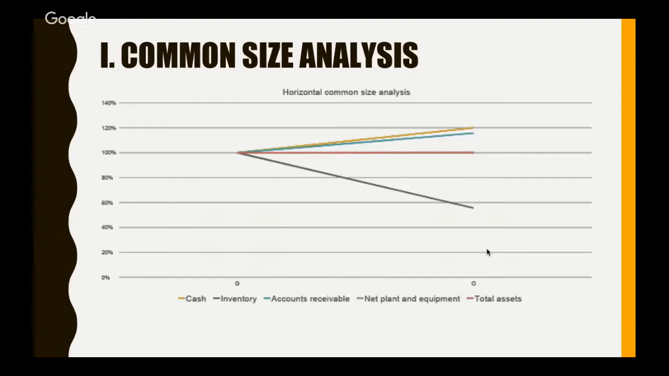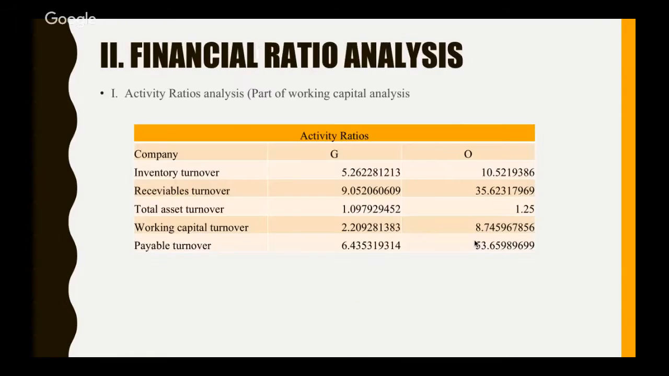Using horizontal analysis, comparing company G with company O, it is apparent that the trend of inventory from company G to company O is decreasing. It is part of our strategy, and the details will be discussed by our inventory and marketing departments. Next is financial ratio analysis.